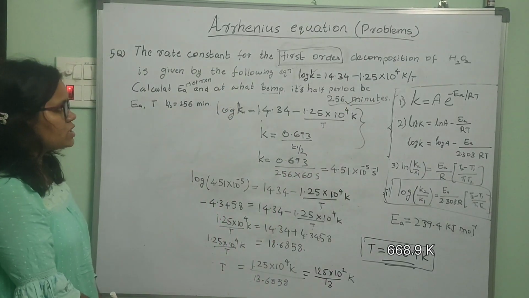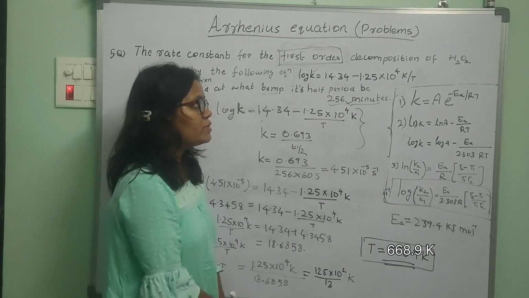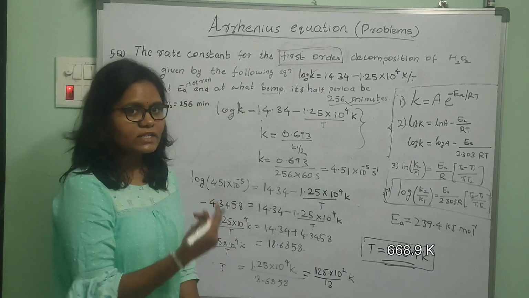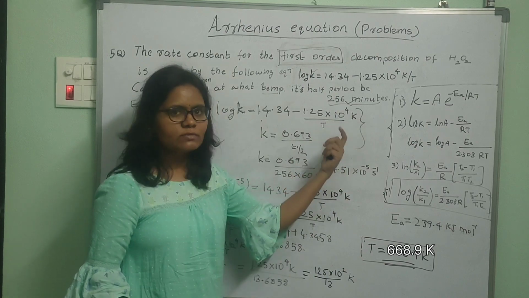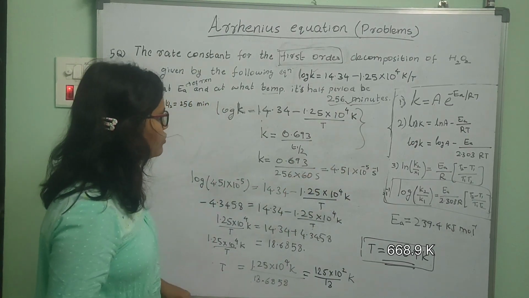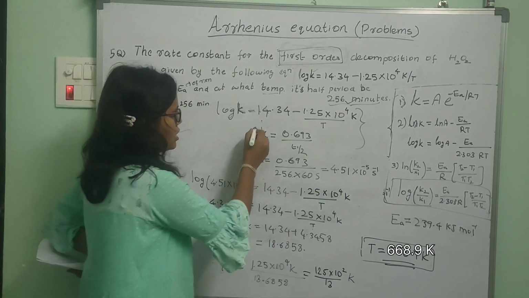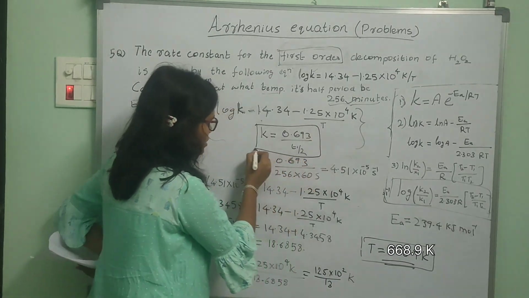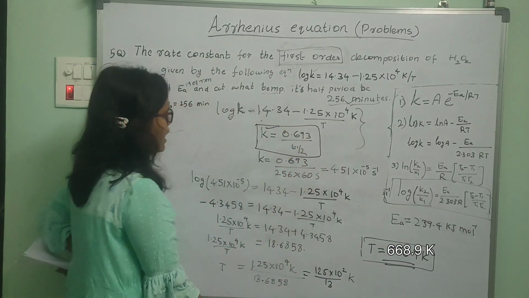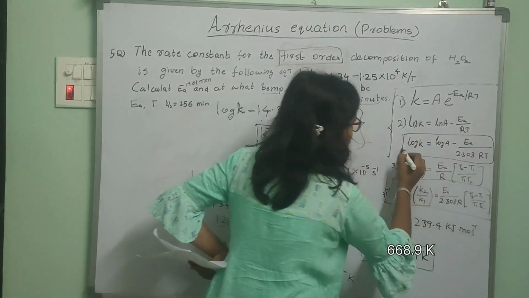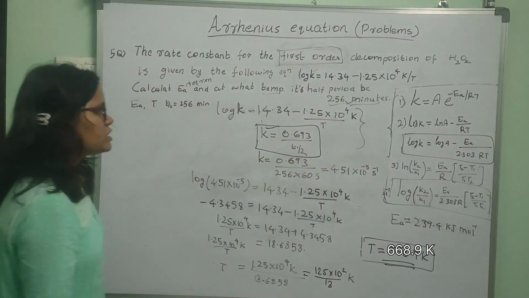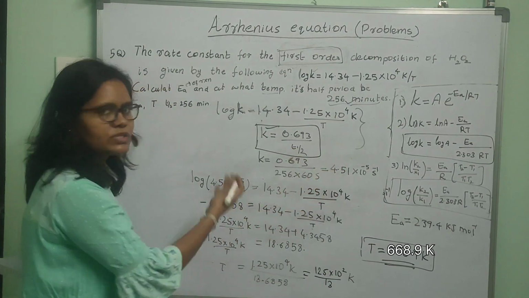So this was a bit lengthy problem. Here you were asked to find two things, that is activation energy and the temperature at which half-life becomes 256 minutes. So the important formulas that we used in this question were this one and this one, the second form of Arrhenius equation. So using these two equations, you could easily solve this question.